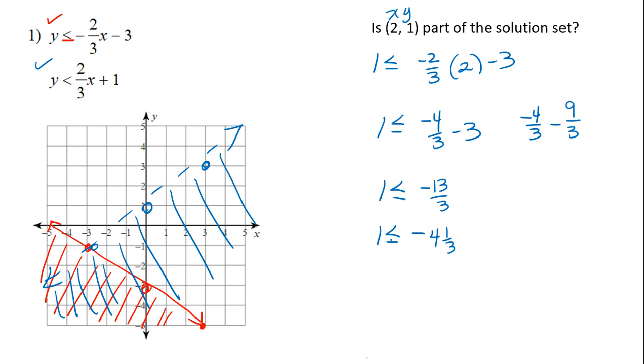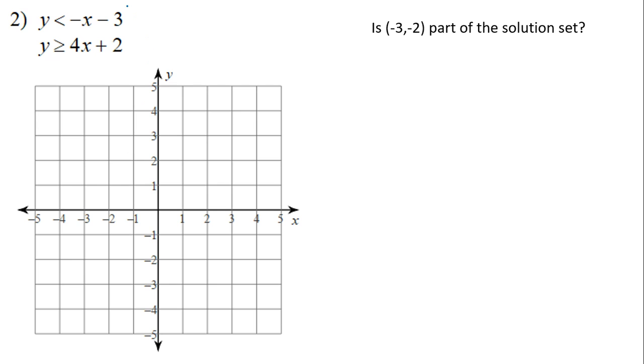1 is not less than or equal to -4 1/3. So this ordered pair is not part of the solution set for the system because it made a false statement. Let's take a look at number 2.